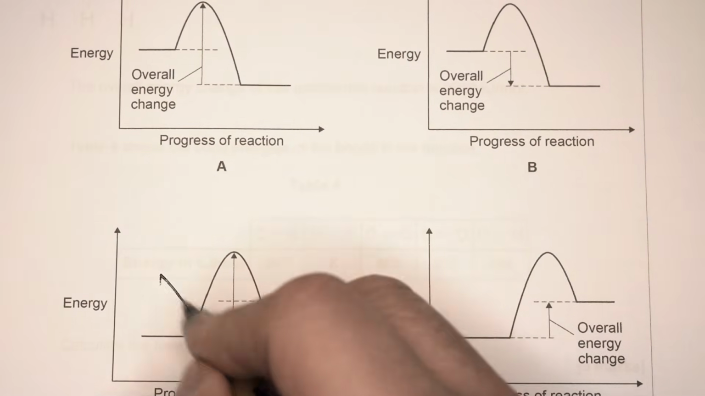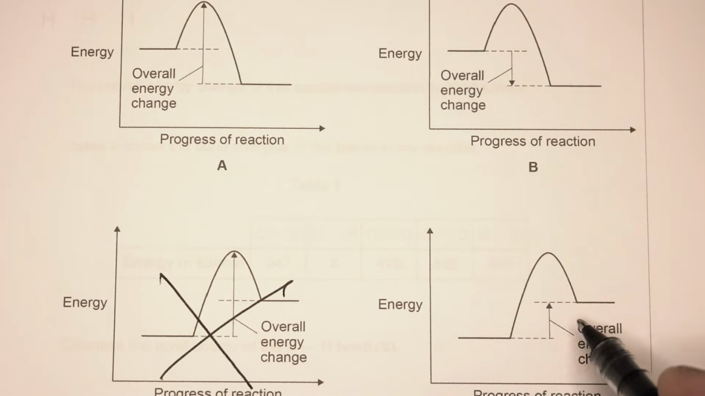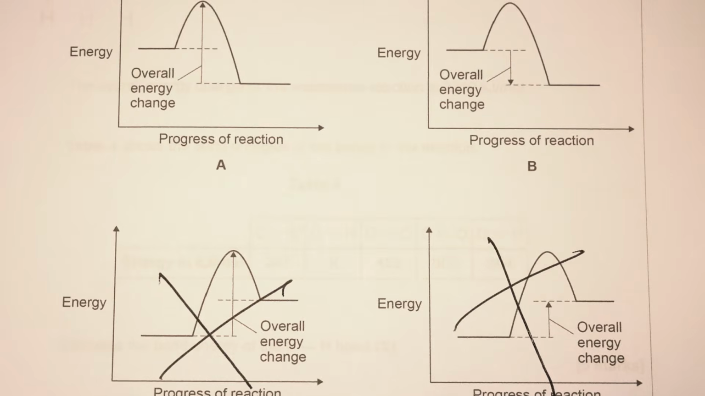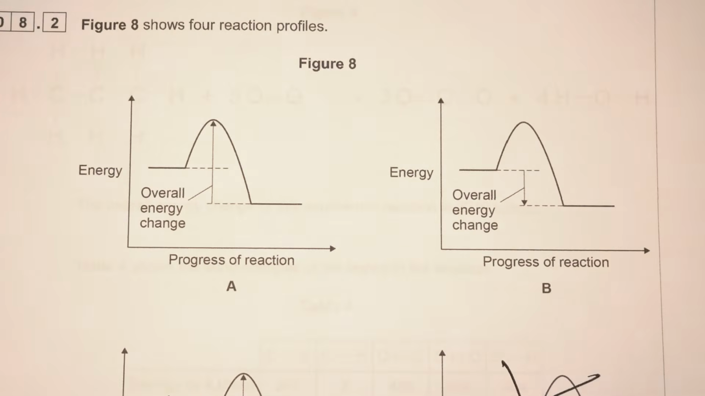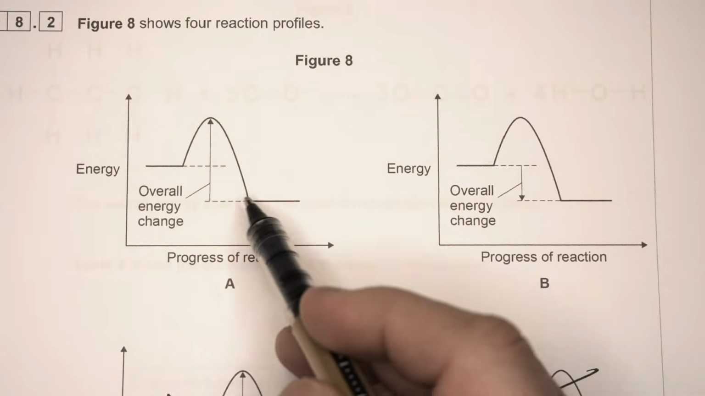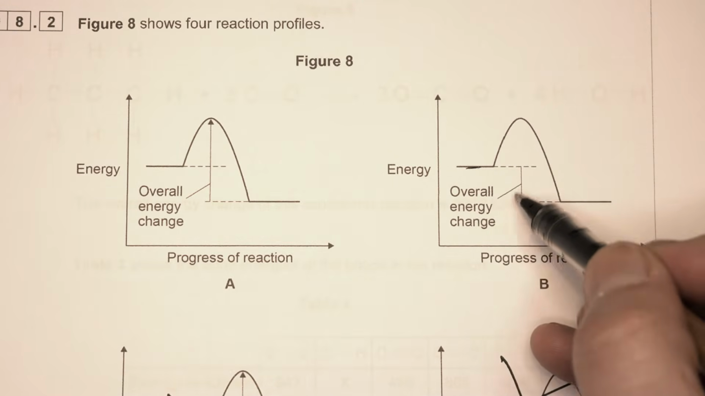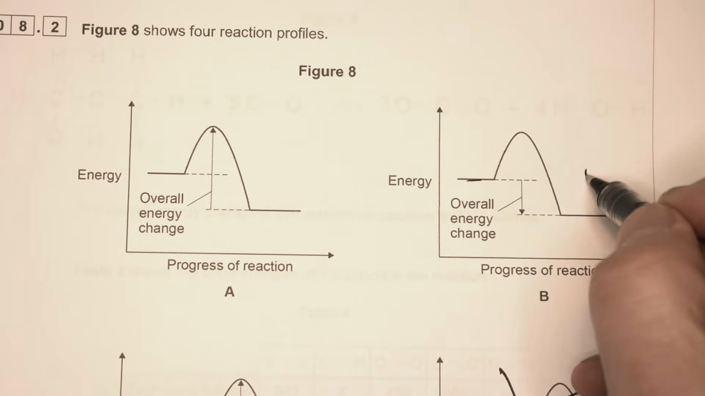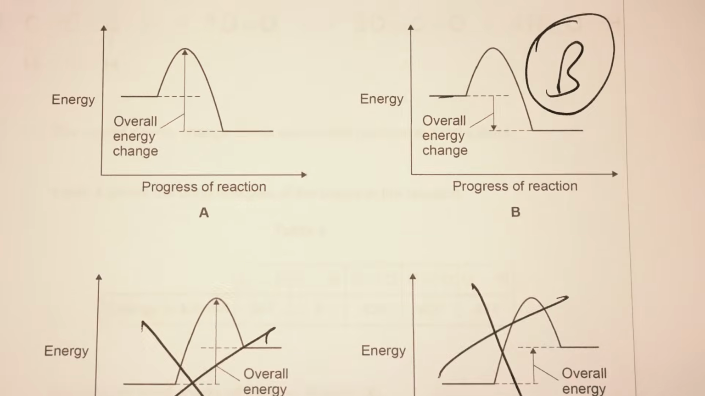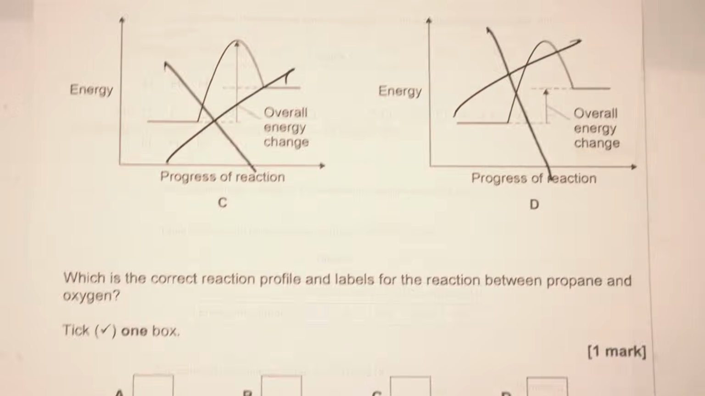It can't be that because that's endothermic, and that's also endothermic. So then we need to look at the labels. The overall energy change isn't that bit there, it's between the reactants and the products, so this is the correct label, so B is the correct reaction profile.